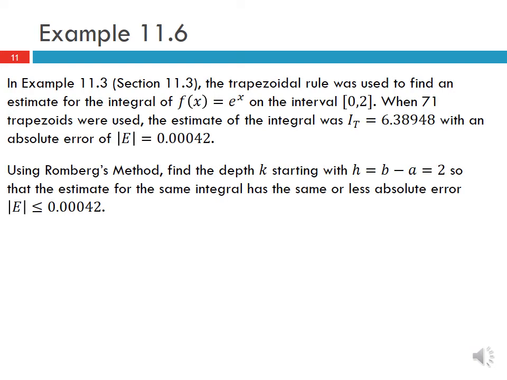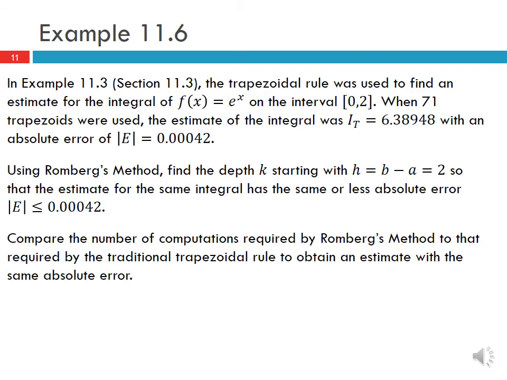Now we want to use Romberg's method to find the depth k, starting with h equal to b minus a, which is 2, so that the estimate for the same integral has the same or less absolute error. We want to find the depth of the table k that we need to get our true error, or absolute error, less than 0.00042. Then we can compare the number of computations required by Romberg's method to that required by the traditional trapezoidal rule to obtain an estimate with the same absolute error. So we'll compare the computational efficiency of the two different methods.